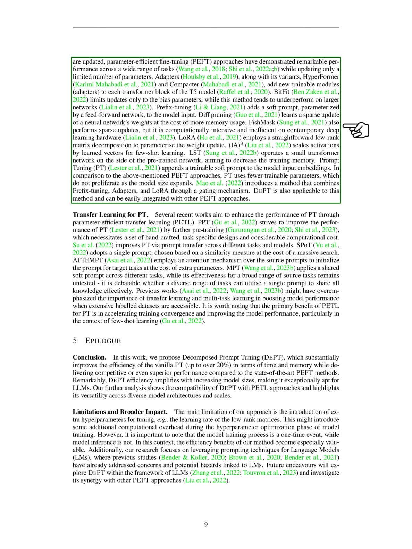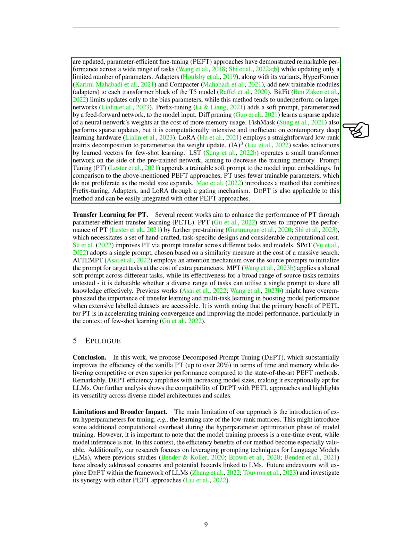Prefix tuning adds a soft prompt, parameterized by a feed-forward network, to the model input. Diff pruning learns a sparse update of a neural network's weights but uses more memory. FISH Mask also performs sparse updates but is computationally demanding and inefficient on modern deep learning hardware. LoRA uses a simple low-rank matrix decomposition to parameterize the weight update.